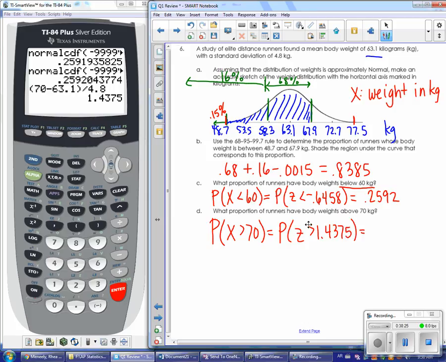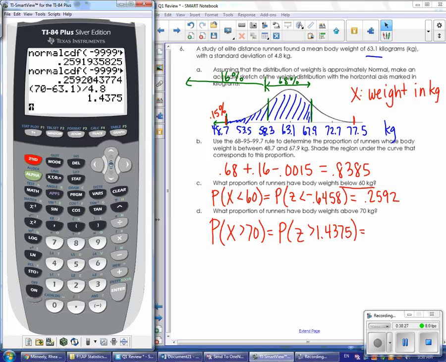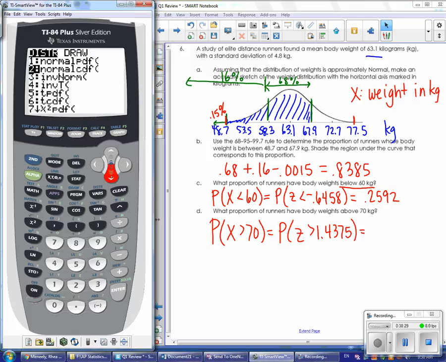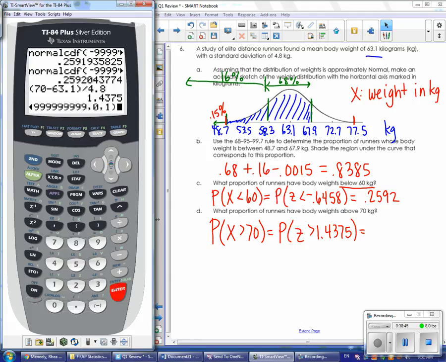And now when I go to find my area, this time since it's greater than, my lower bound is going to be 1.4375. And my upper bound now is going to be a positive infinity. And notice since I'm dealing with my z's, my mean is 0, my standard deviation is 1. And we get about 7.5%.